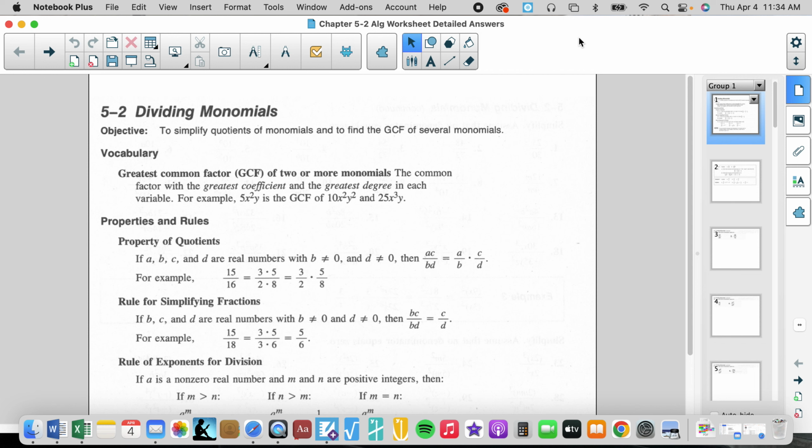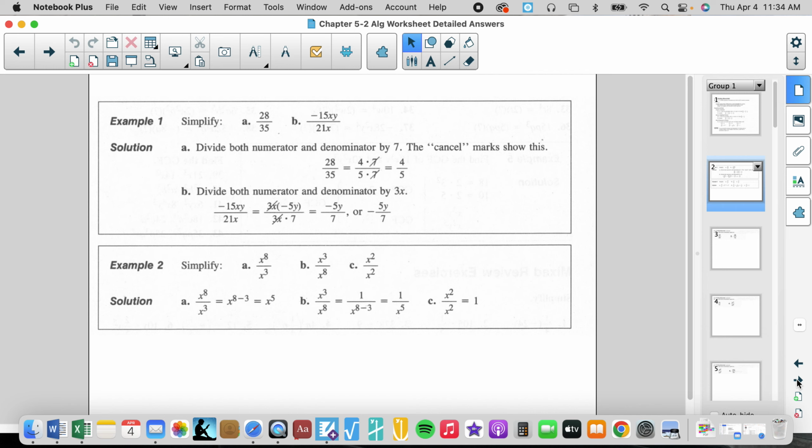To chapter 5.2, dividing monomials. We're again seeing the importance of fluency, knowing your times tables, knowing your multiples, knowing your factors, and how we're going to simplify these fractions. We need to understand that all fractions must be simplified.